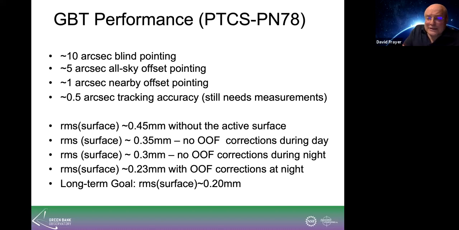The long-term goal is to hit 200 microns or 0.2 millimeters. That's about what we can do. I mean, the panels themselves, the subreflector and everything else, we won't be able to get really down below that, but that's sort of our floor baseline. If we could model everything perfectly, that's what we could get down to, about 0.2 millimeters.